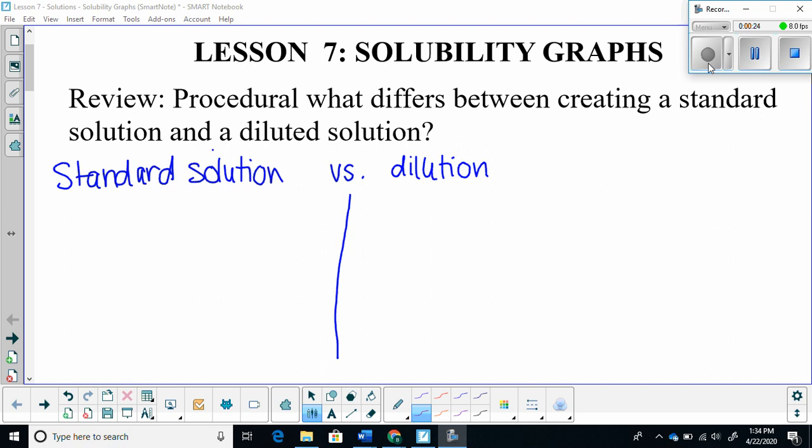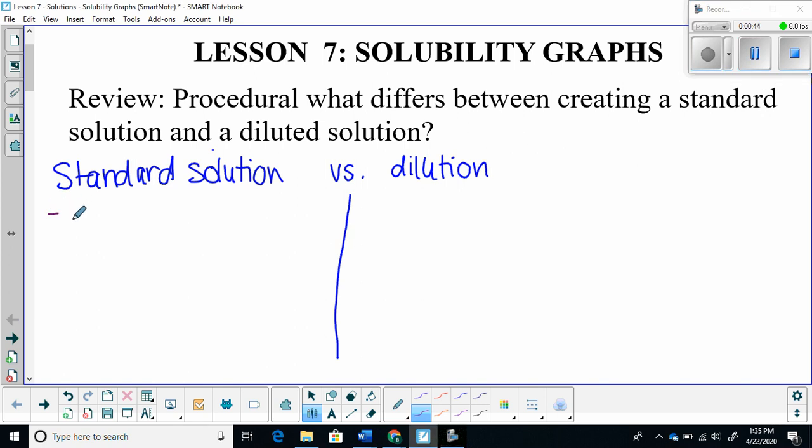So for today's review, we're going to ask you procedurally, what differs between creating a standard solution and a standard diluted solution. So take a moment. When you're done, you can unpause the video and then you can compare your answers.